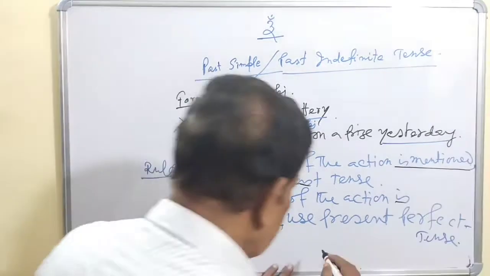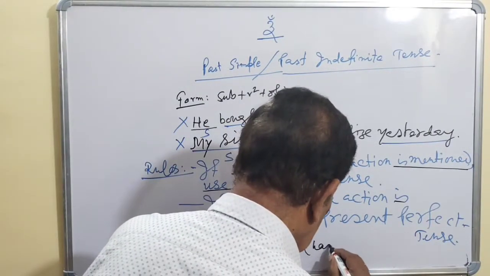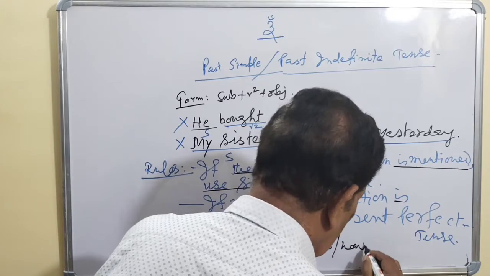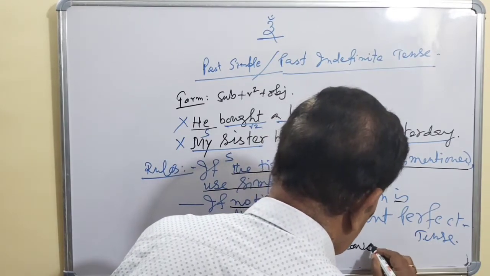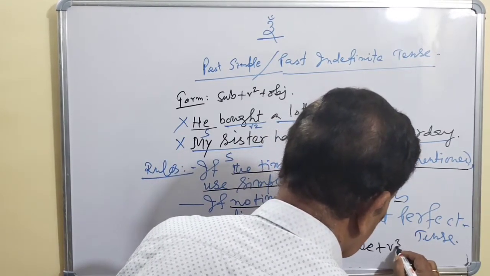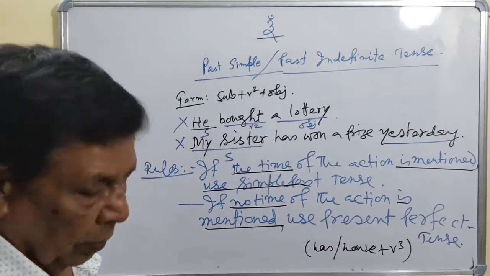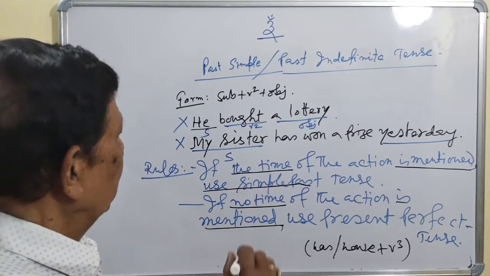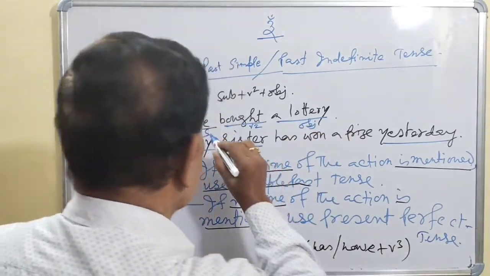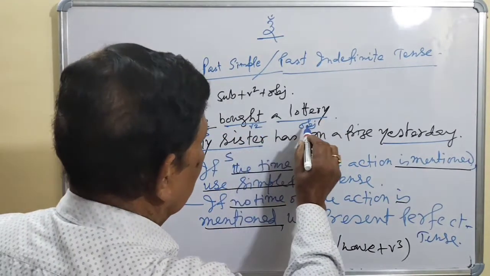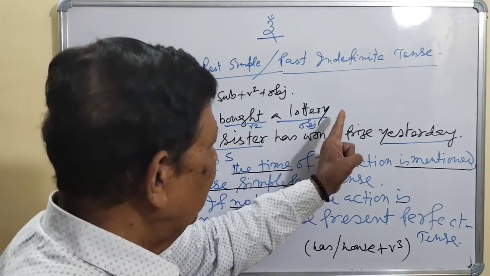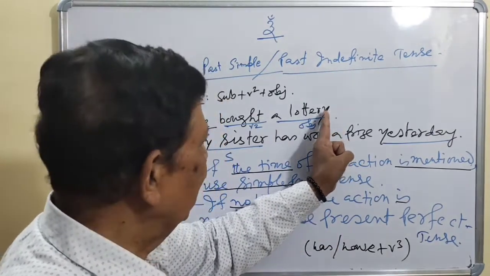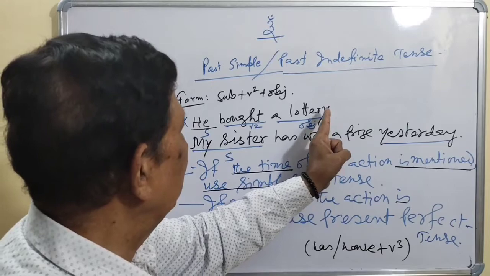Present perfect tense means has or have plus V3. Here you see what I have written. He bought a lottery. Here subject, verb, object. But is there any time mentioned here when he bought a lottery?